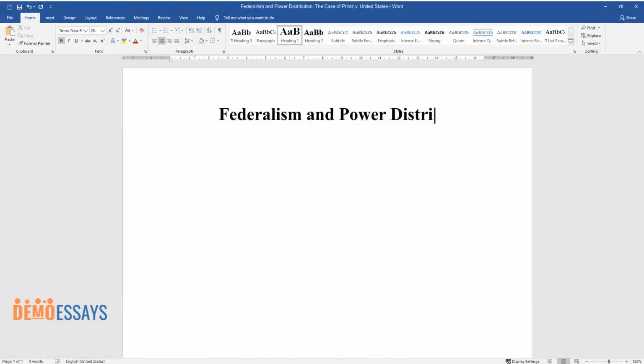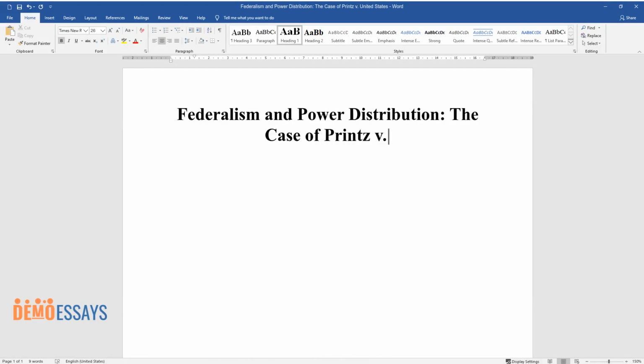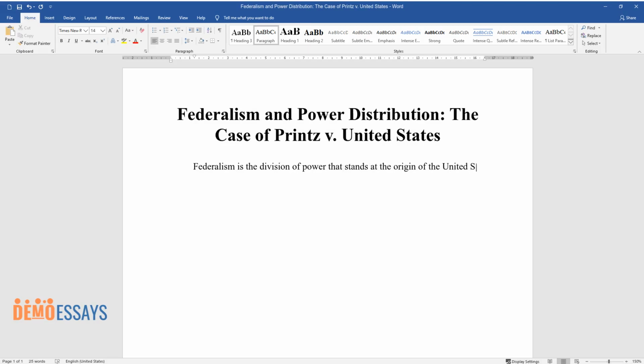Federalism and Power Distribution, the case of Printz versus United States. Federalism is the division of power that stands at the origin of the United States of America.